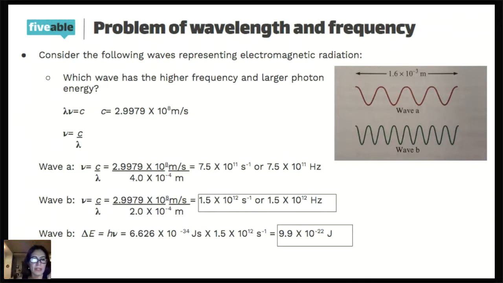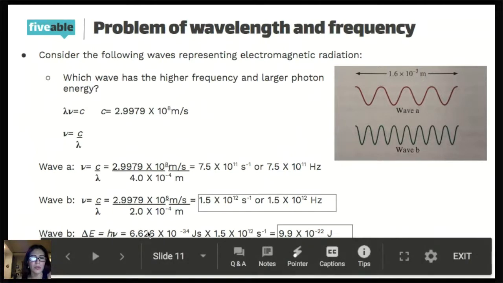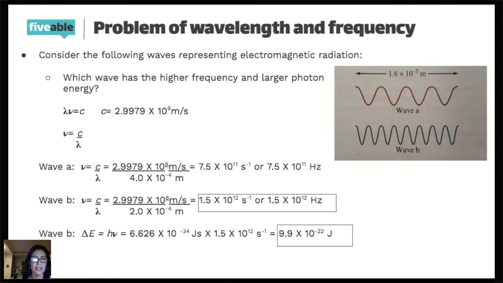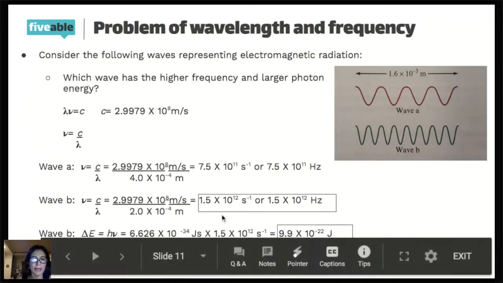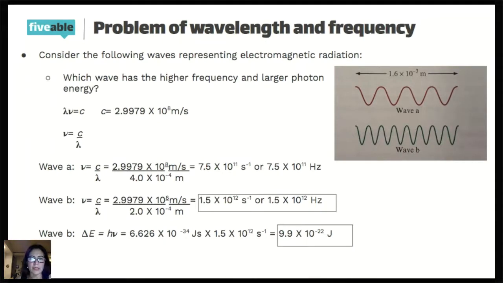So then Planck's constant is 6.626 times 10 to the negative 34 joule seconds. You multiply the frequency that you got previously, and your answer is 9.9 times 10 to the negative 22 joules. The seconds and the seconds to the negative 1 cancel each other. Any questions? Okay, we're going to move on.